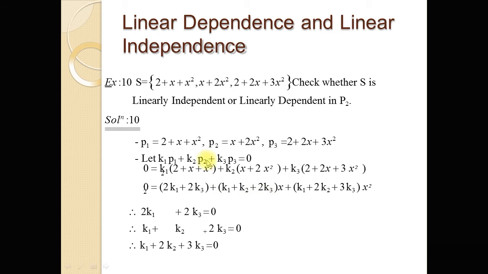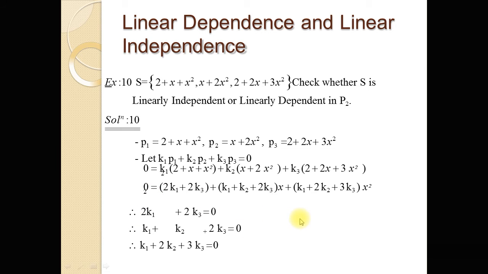Now adding the like terms, collect the constant terms, and now collect the coefficient of x. The coefficient of x in this polynomial is k1, in this polynomial is k2, and in this polynomial 2k3. Now collect the coefficients of x square. The x square coefficient in the first polynomial is k1, in the second polynomial is 2k2, and in the third polynomial is 3k3. So we have a system of linear equations: 2k1 plus 2k3 equals 0, k1 plus k2 plus 2k3 equals 0, k1 plus 2k2 plus 3k3 is equal to 0. So this is the homogeneous system.